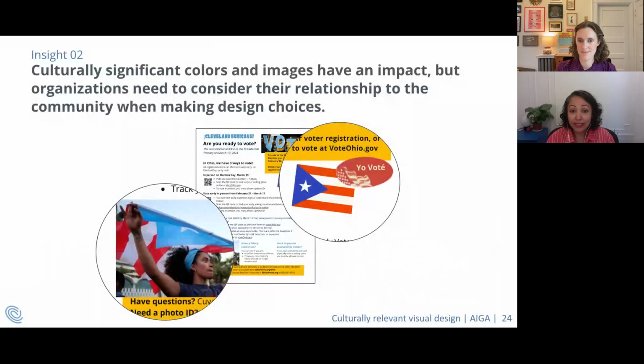Now, we saw a similar response when we tested cultural imagery and color with Puerto Rican voters. The image's Puerto Rican flag did resonate with them, but they were quick to ask who was behind the information presented to them. So we learned that culturally significant colors and imagery have an impact, but these design choices depend on who is sharing the information. Organizations need to consider their relationship to the community.